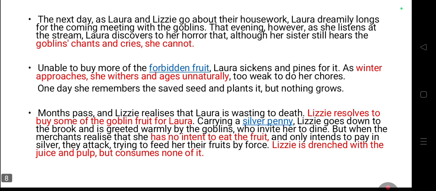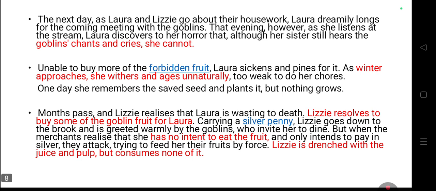That she does not accept. But when the merchants realize that she has no intent to eat the fruit, they wanted Lizzie too to eat their fruits, which she does not accept, and only intends to pay in silver. They realized that she has come to pay them in silver to get those fruits. They attack, trying to feed her their fruits by force.